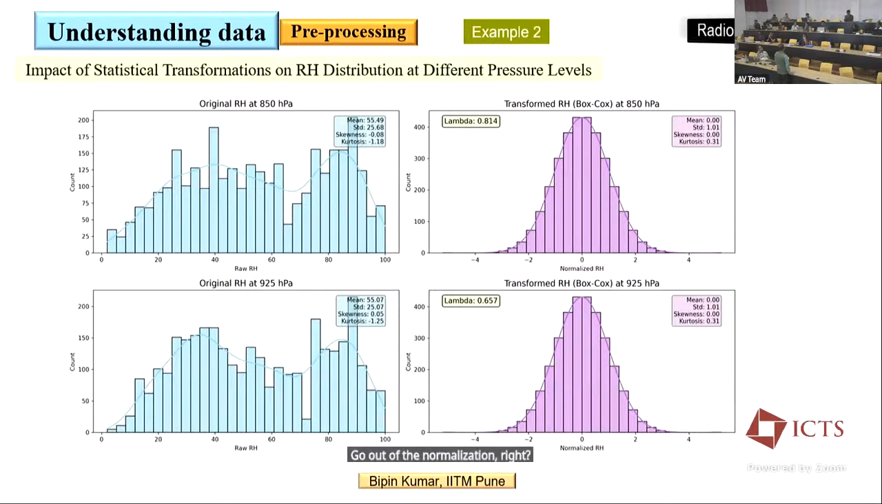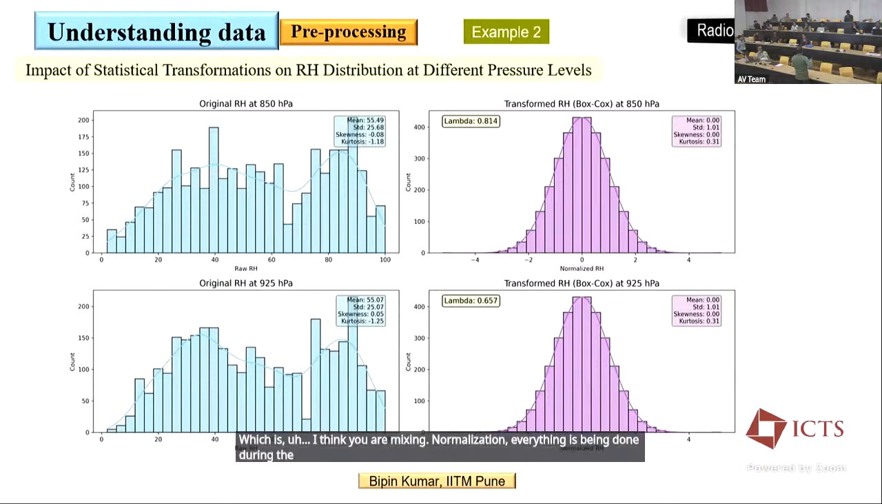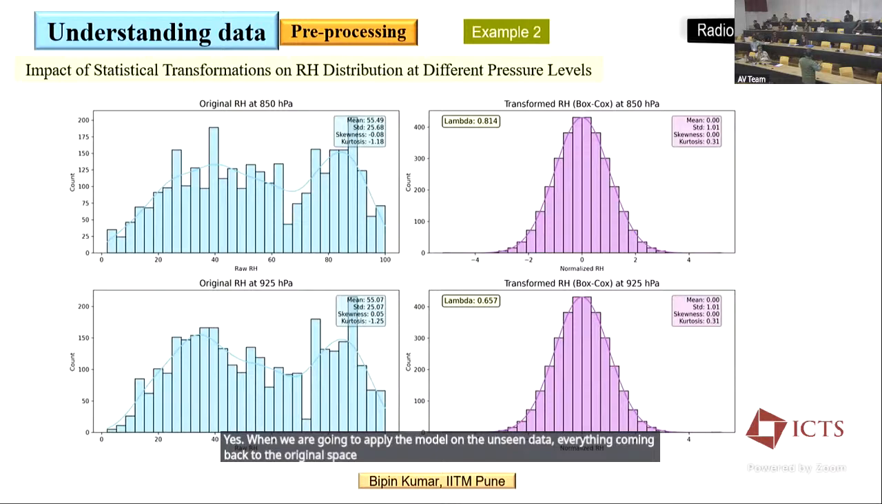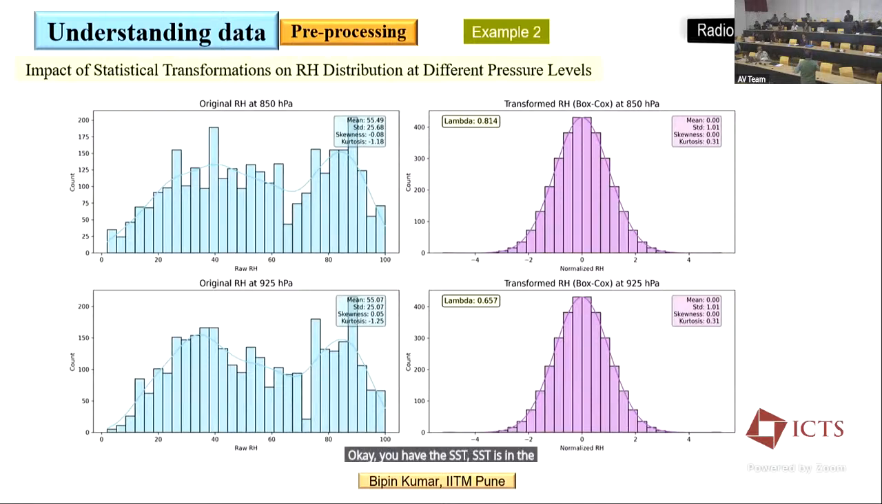I think you are mixing things up. Normalization is done during the training time for the training data only. Unseen data is as it is. When we apply the model on the unseen data, everything comes back to the original space. Suppose MLD goes from 0 to 100 meter, and SST in the Bay of Bengal varies from 25 to 32 degree. All things we first bring into 0 to 1, then finally, when the model is done, we bring them back.